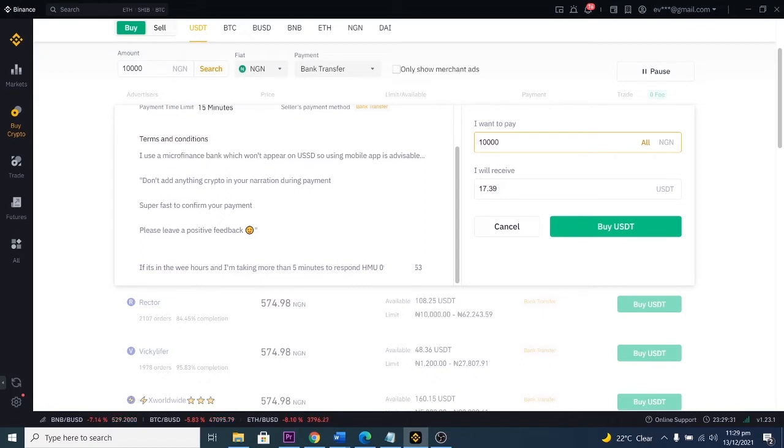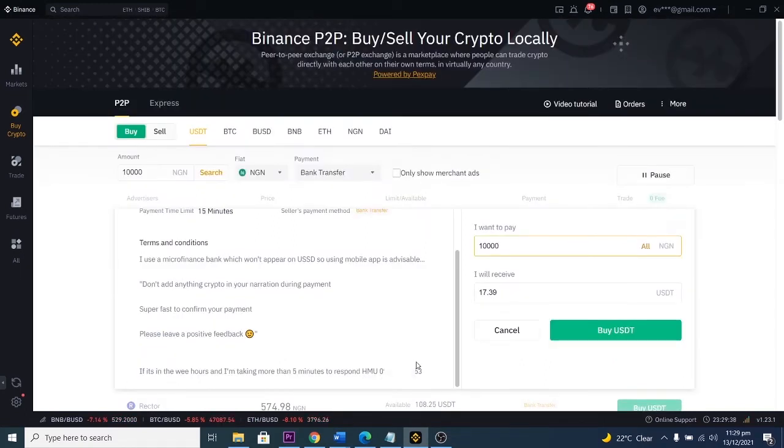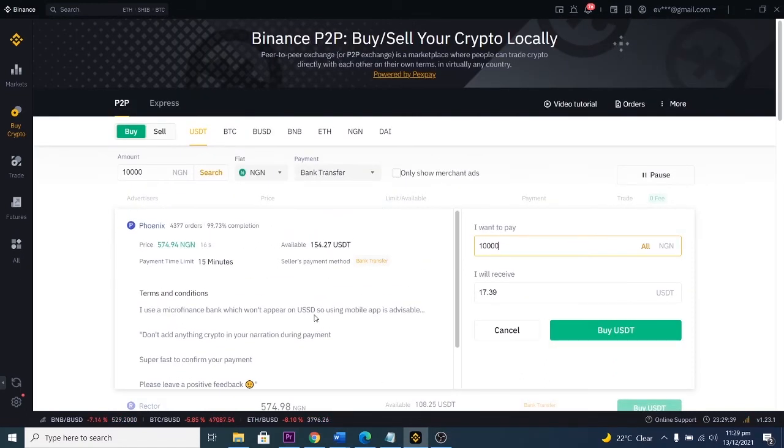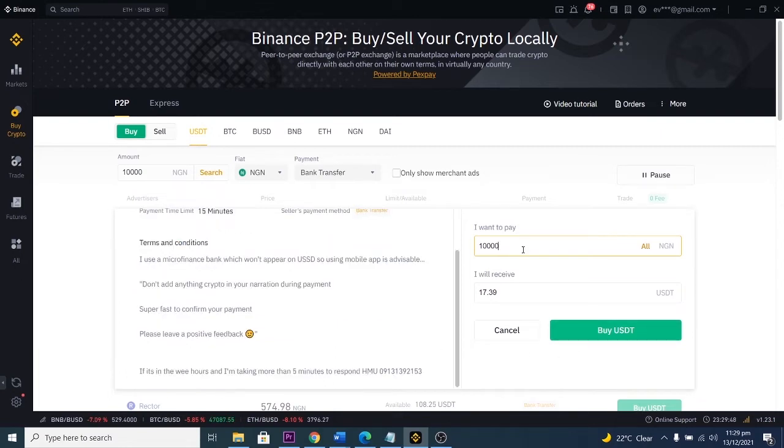So you can call the person on this number. I actually blur the person's details because some countries don't allow cryptocurrency trading, so I block the person's details. I don't want to expose the person. So now I go to buy USDT here. It's going to load.